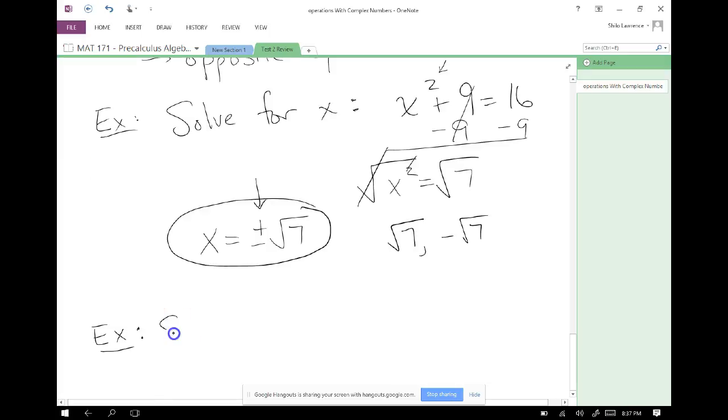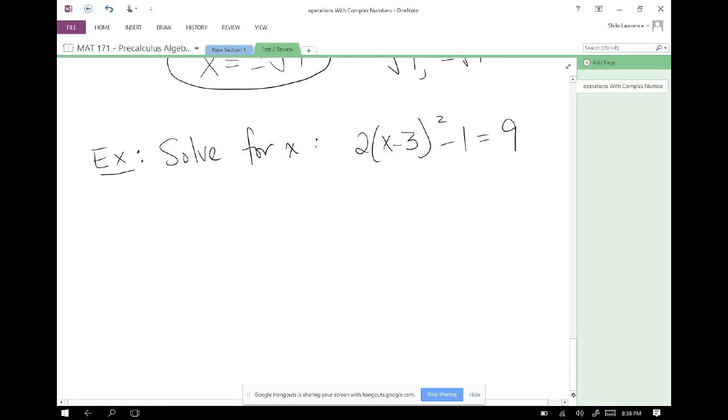So another example of one that we could solve with the square root method. Two times x minus 3 squared minus 1 equals 9. So it's a quadratic because we see the square.